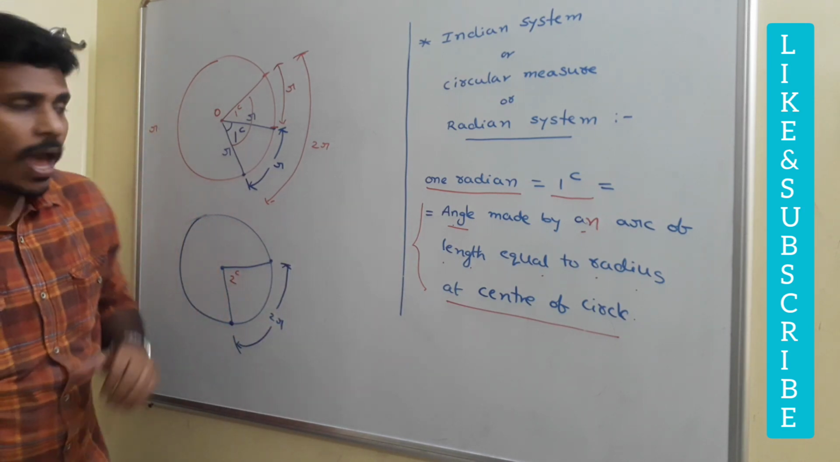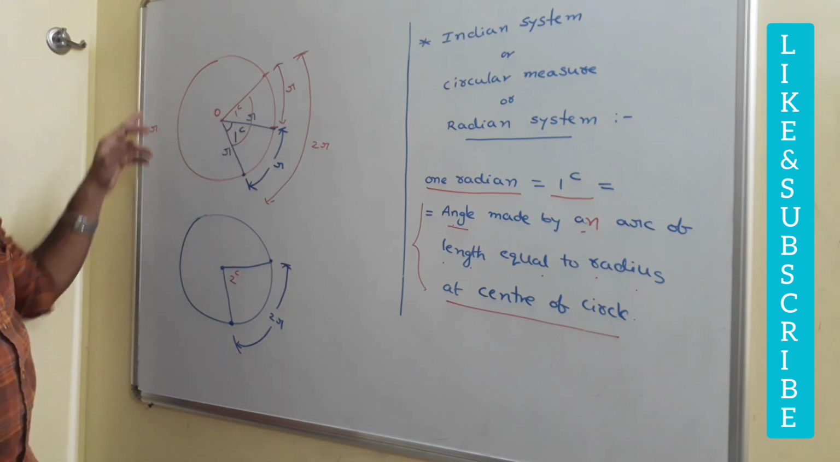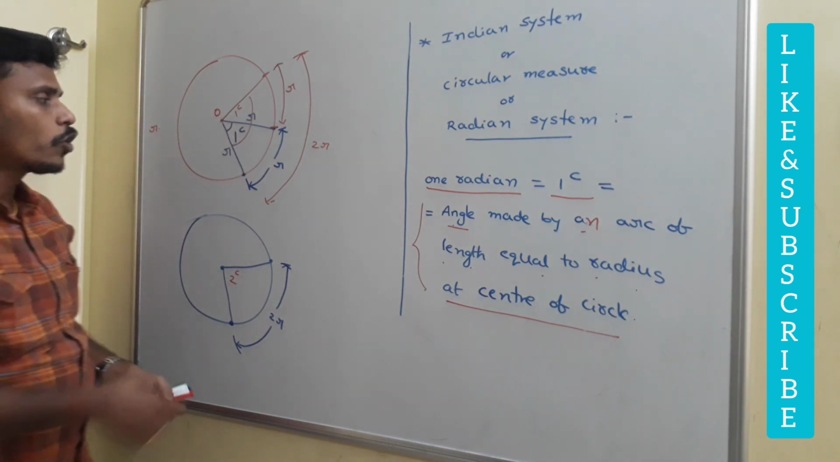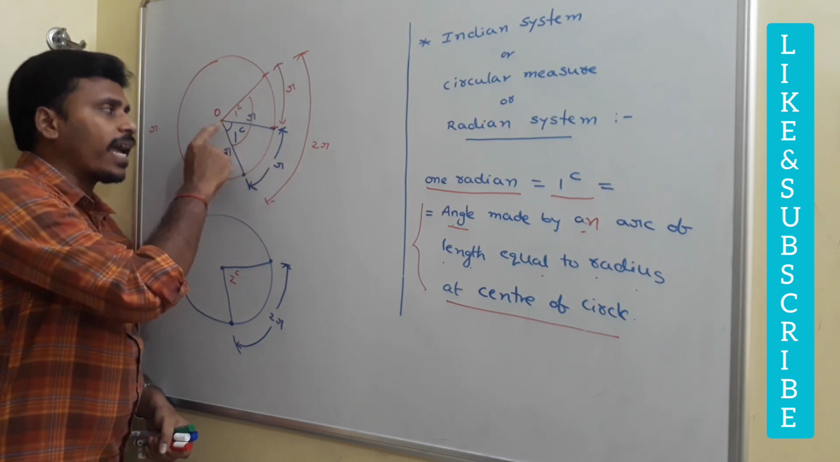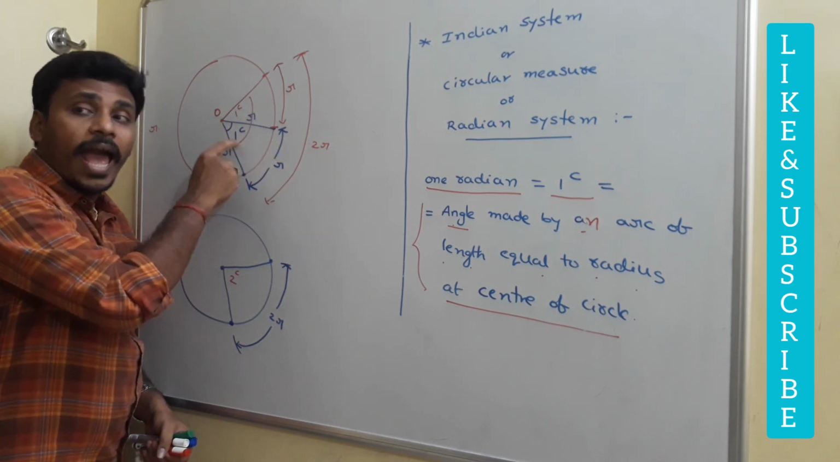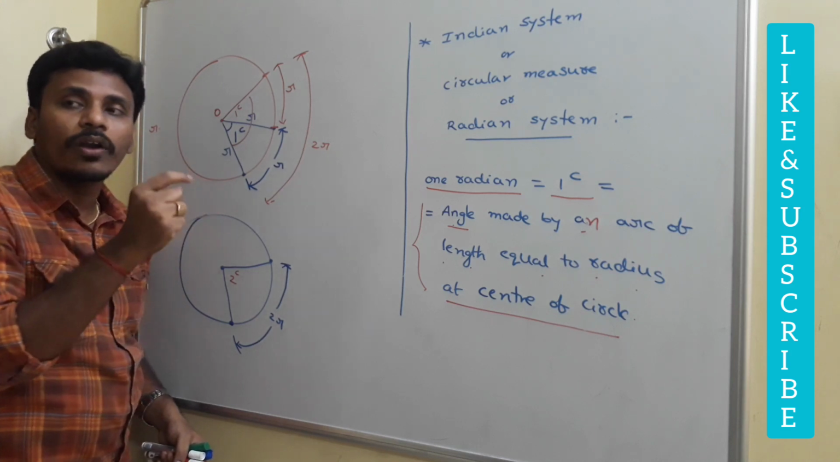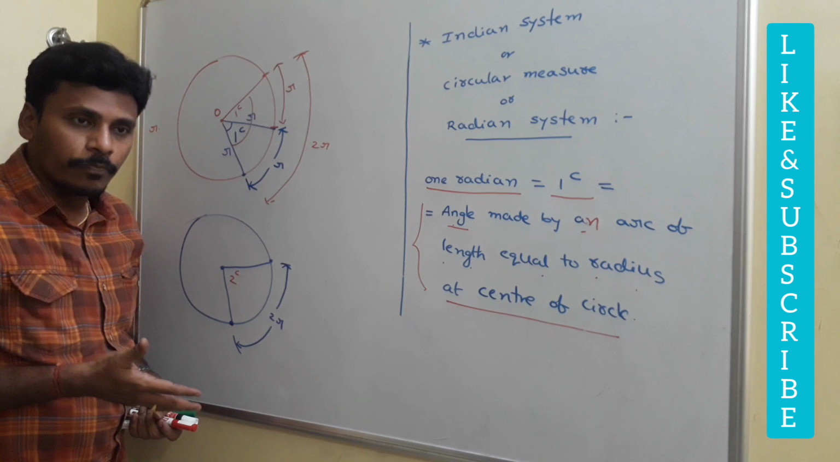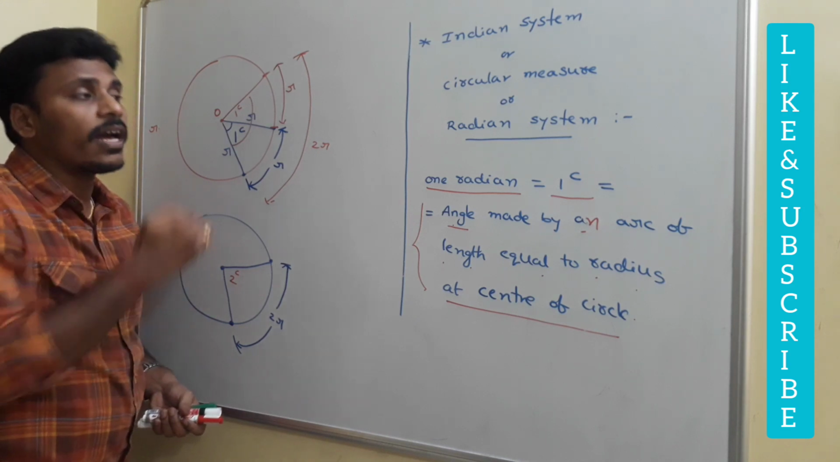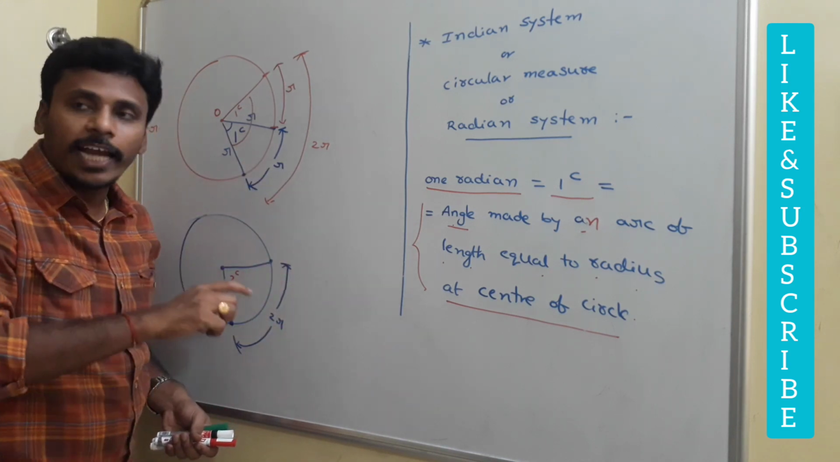To explain for you, I have a diagram here. I have a circle with radius r. First, suppose you took an arc of length r, then this arc will make an angle at the center, and that angle measurement is termed as 1 radian, right? Actually, we don't have any measurement for the angle at that position. We are going to learn the radian system. That is the actual concept, right?